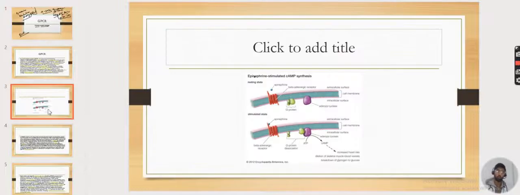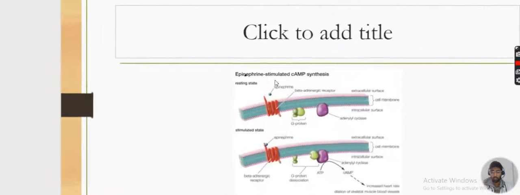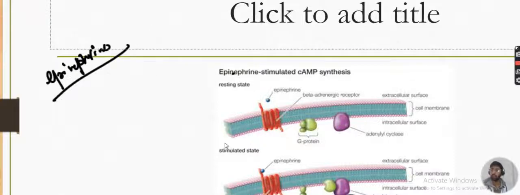So let's talk about the structure of GPCR, how exactly our GPCR looks like. Let me just zoom it out so that it would be clearly visible. So this is our GPCR. Here our ligand is epinephrine, but let's not talk about ligand here. We're just talking about the GPCR, our G protein coupled receptor, in resting state. As you could see, this GPCR is a 7 transmembrane structure.